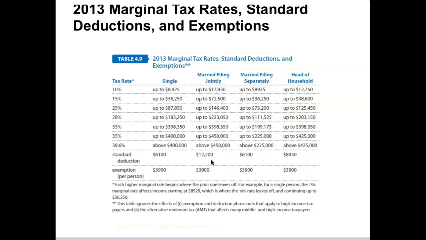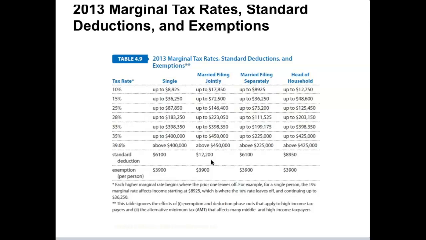All right. So the textbook I used for this class was published in 2015. And so what we're using is the 2013 marginal tax rates and there's standard deductions and exemptions. Now those have changed, but not by a ton. Everything's still pretty close to this. So for the sake of this class, we'll just be using this table. And I'll give you excerpts from this table when we take an exam.